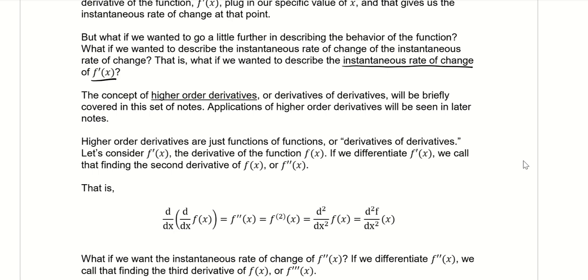So higher order derivatives are just functions of functions, derivatives of derivatives. If we, for example, differentiate the derivative of a function, it's called the second derivative of the original function. And with Lagrange notation, we just put an extra apostrophe there. So f prime prime of x. It's the instantaneous rate of change of f prime of x, which right now is like, why in the world would we ever need that? We'll see that later, mostly in topic 9, when we start talking about concavity and shapes of functions and things like that.